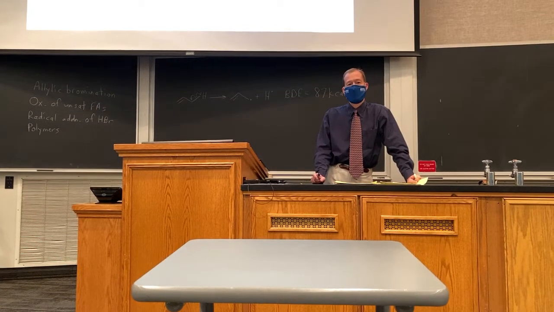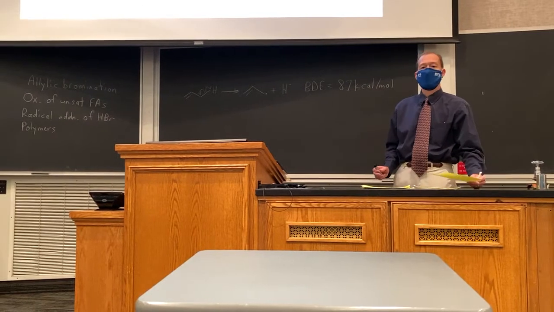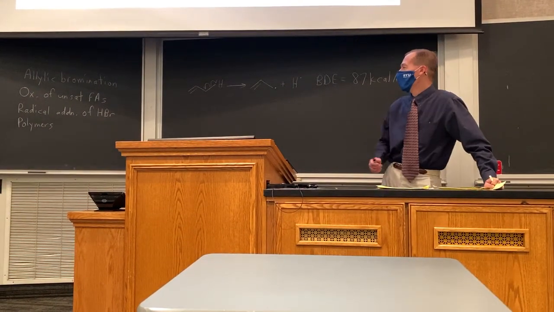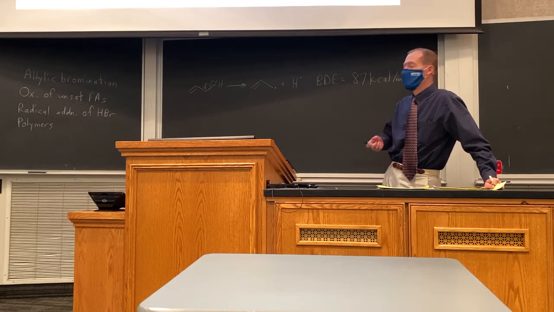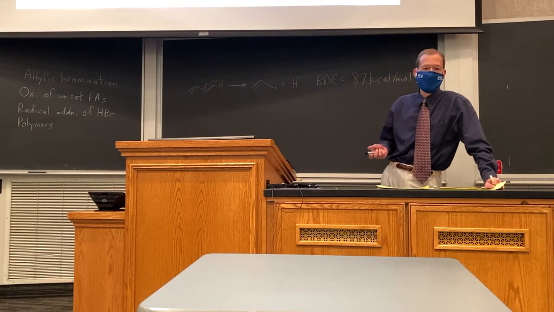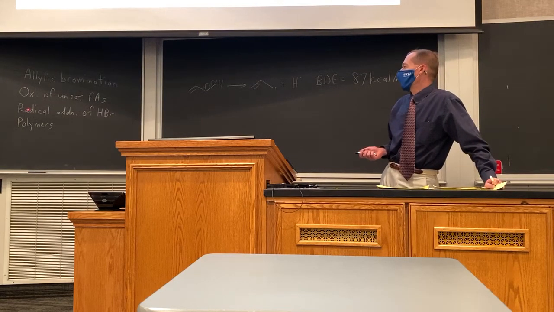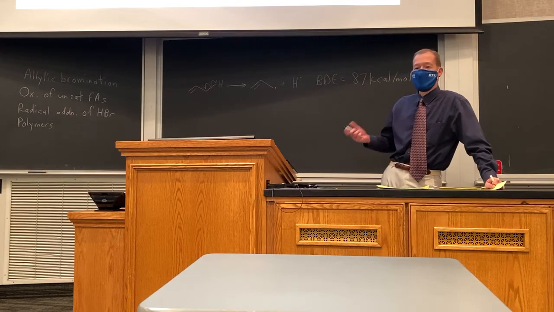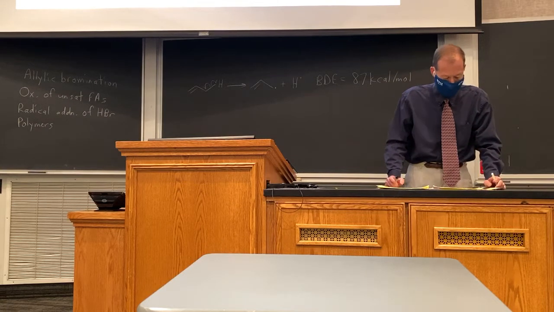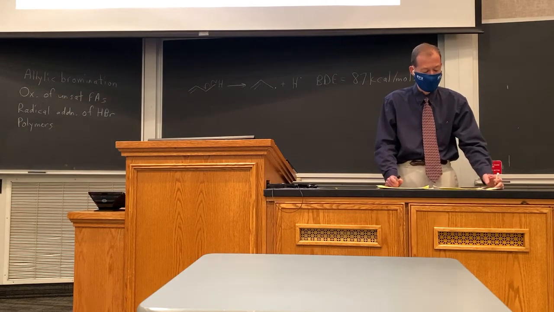Okay, so today we are going to complete Chapter 15, our last lecture of the semester. We have four topics left to talk about: allylic bromination, the oxidation of unsaturated fatty acids, radical addition of HBr to alkenes, and then we'll conclude with a brief introduction to polymers.